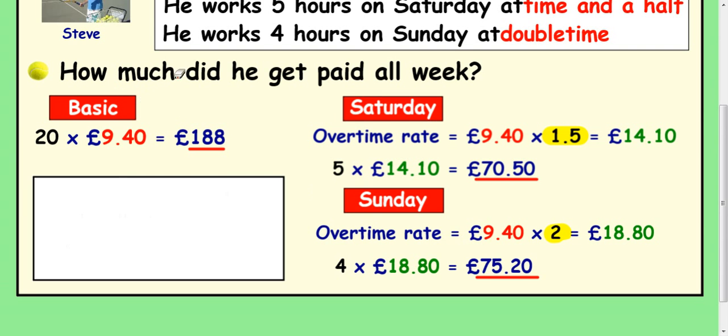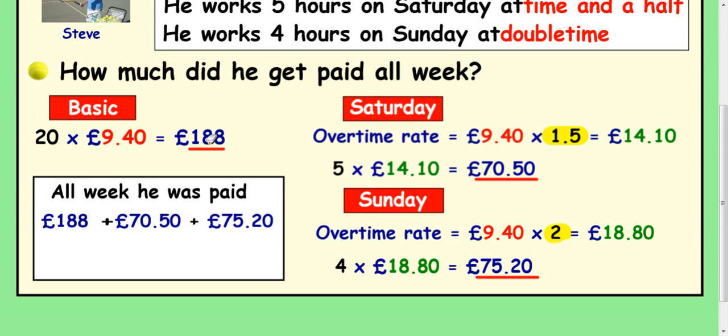So we haven't finished yet. It says, how much did he get paid all week? Well, he did this, and this, and this, so you have to add them all up. The 188, the £70.50 for Saturday, and the £75.20 for Sunday. And if you do that correctly, there's your answer.